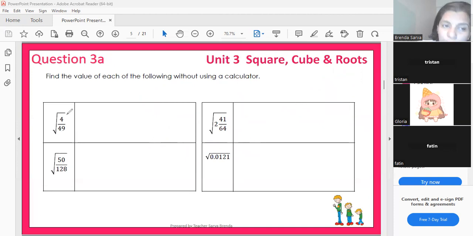So there is a root here and it says 4 over 49. But you must understand these are special numbers. What is 4? 4 is 2 to the power of 2, 2 squared. And 49 is 7 to the power of 2, 7 squared. And there is a square root. So what happens in such a question? The square and the root cancel off, leaving you with 2 over 7. Got it? Now, that's a simple question.